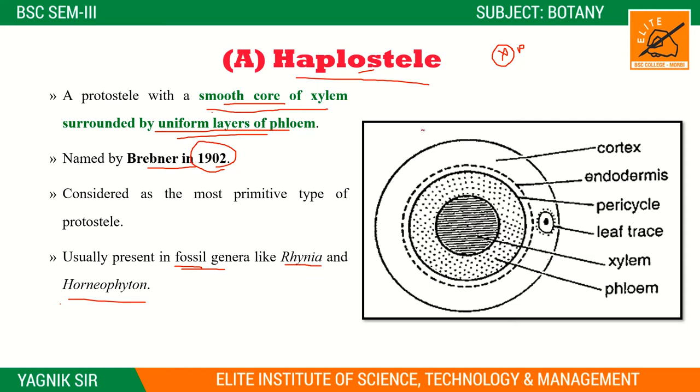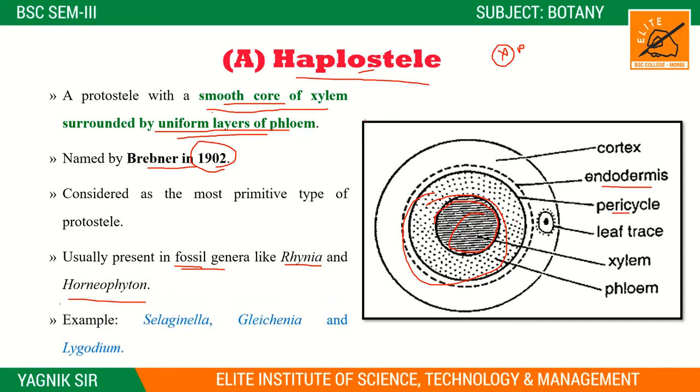So here is the ground tissue, that means the cortex, and on the inner side the stele is present. The cortex and the stele are separated by the layers endodermis and pericycle. So here the endodermis has a single-layer ring, then below it the pericycle layer, and then the phloem and the xylem. Here the xylem has a smooth core and the phloem has a uniform layer, right? That means this layer is uniform, right?